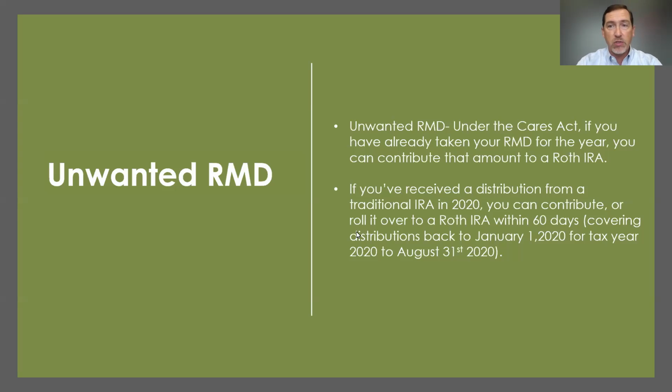A nice thing right now is under the CARES Act, if you've already taken your RMD for the year, you can then take that amount and move it to a Roth IRA. Because you're already paying taxes on the traditional IRA money, you might as well move it to a Roth and then get tax-free growth for the remainder of that account's life. If you've received a distribution from your traditional IRA, you can roll it over to a Roth within 60 days, covering your distribution back to January 1 of 2020 for your tax year.